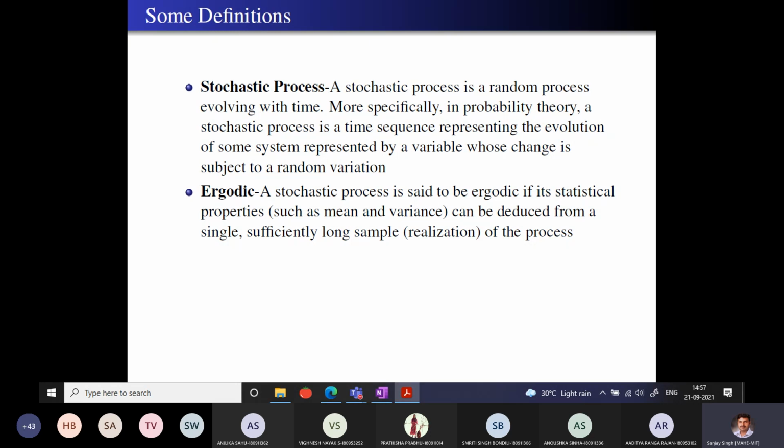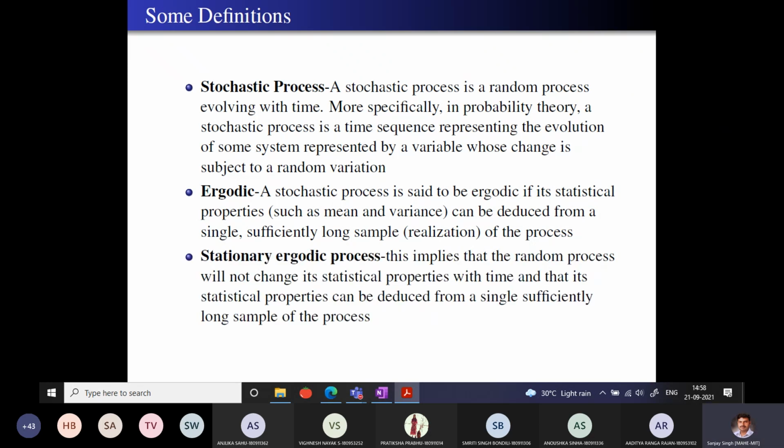Then there is something called an ergodic process. A stochastic process is said to be ergodic if its statistical properties such as mean and variance can be deduced from a single sufficiently long sample or realization of the process. What I mean by this is that suppose there is a continuous random process and it has been observed for, say, hours together. And instead of taking this one hour of data, you took a sample of a few seconds, and if you are able to find the statistical properties, mean and variance, such a process is called an ergodic process.